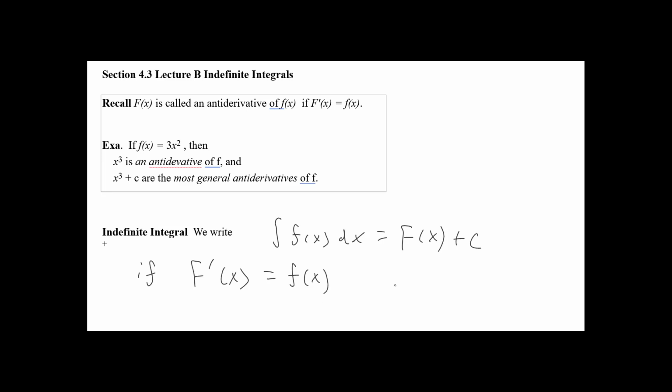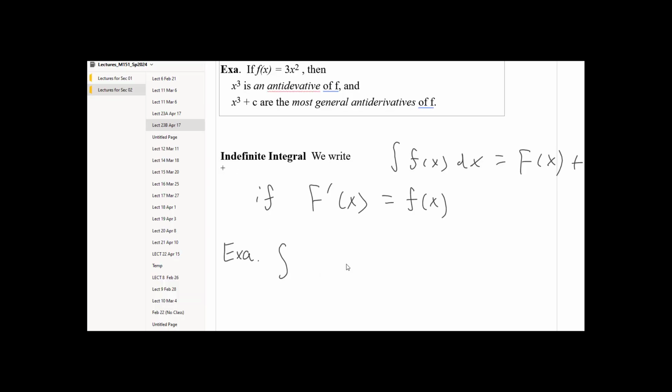Okay, so this is exactly the idea of antiderivative. In other words, our capital F(x) is an antiderivative of little f(x). So this notation just allows us to write the most general antiderivative of a function. As an example, here we have the derivative of x cubed is 3x squared. Therefore, if you take the indefinite integral of 3x squared, the answer is just x cubed plus c.